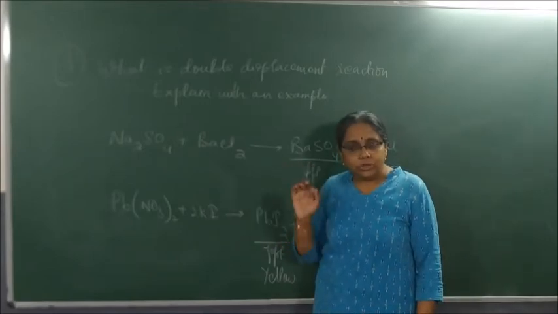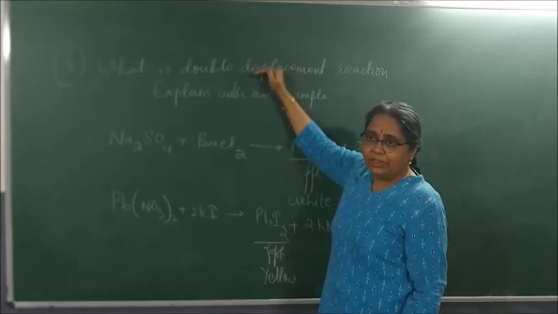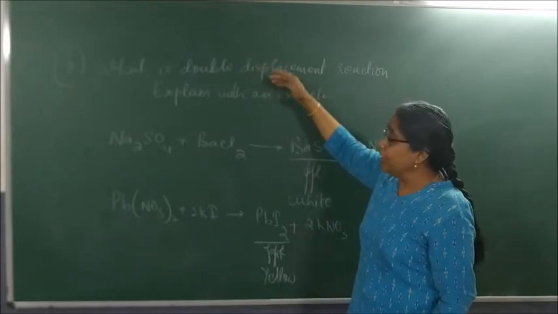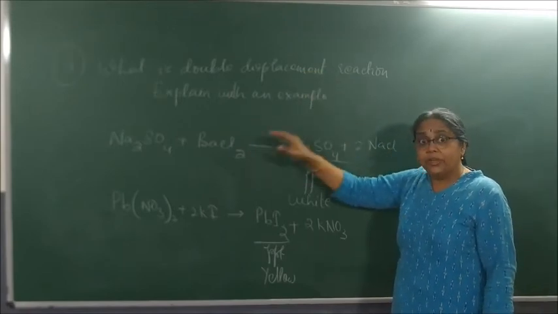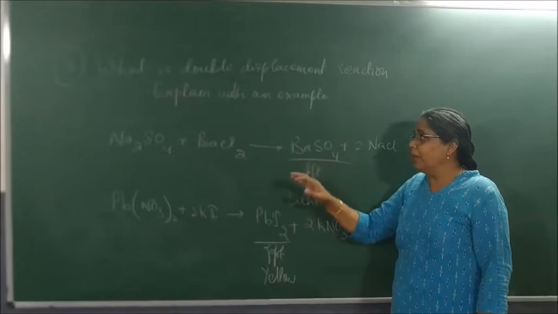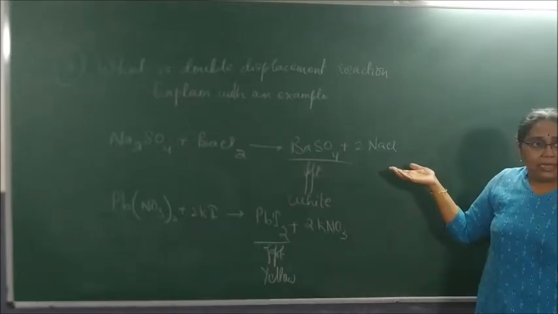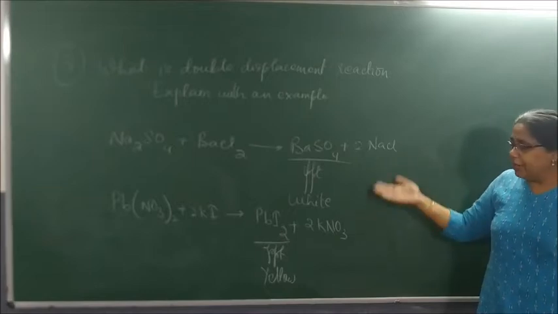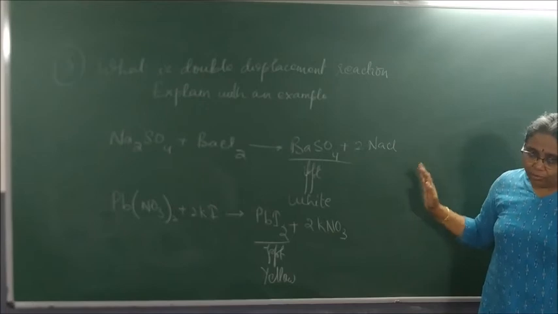So how much to write? You will write a reaction in which there is exchange of ions during a chemical reaction is called a double displacement reaction. You will write when sodium sulfate reacts with barium chloride, it forms a white precipitate of barium sulfate and NaCl in the solution, or any one of these reactions. Clear? If you want to write now, you can write.